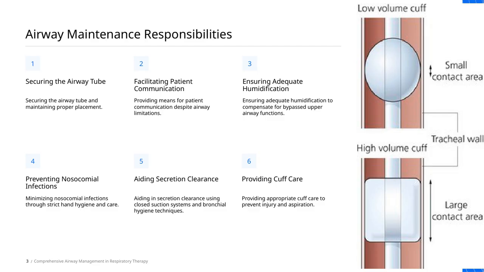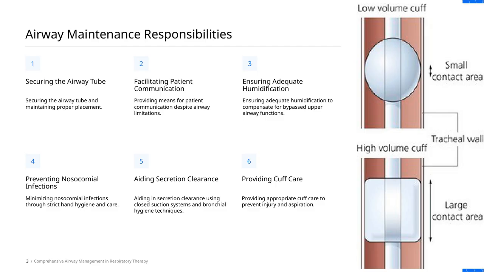Preventing nosocomial infections is another critical aspect. Strict hand hygiene and careful care practices help reduce the chances of hospital-acquired infections, safeguarding both the patient and healthcare staff. Ensuring adequate humidification is also important. When the upper airway is bypassed, the natural humidification process is lost, so we need to provide humidification to keep the airway moist and prevent drying or irritation.